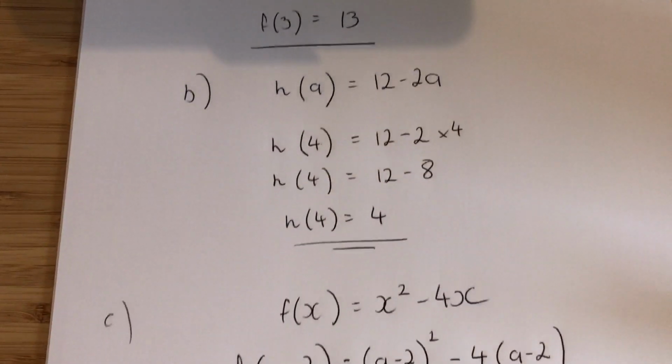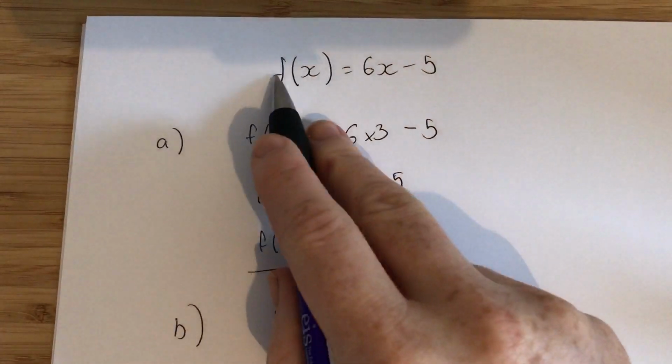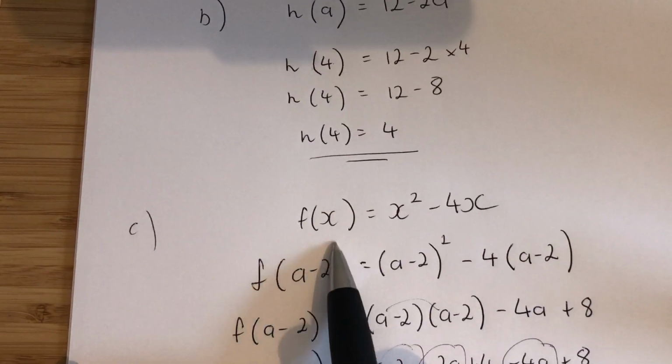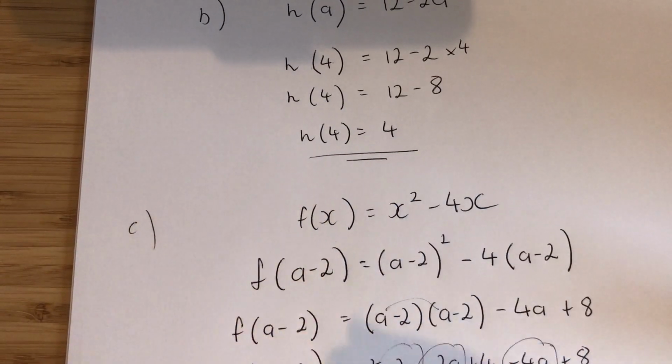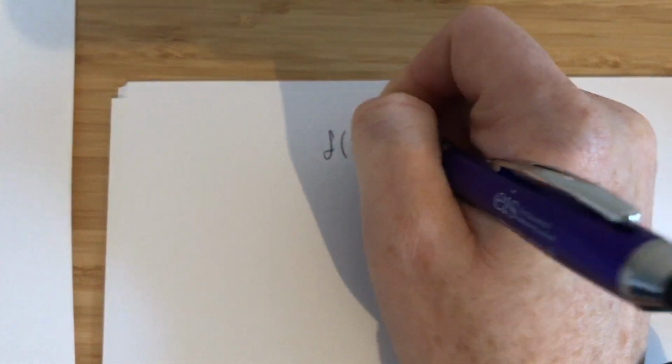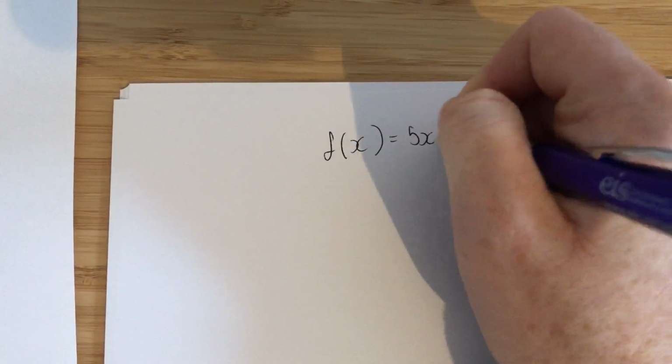So this is one way that you can have functions where instead of the x, you're given 3, or instead of the a, you've been given 4. Instead of the x, you've actually been given a minus 2. Another way that we look at functional notation is, we've got this one here. A function is given by f of x equals 5x plus 3. So f of x equals 5x plus 3.